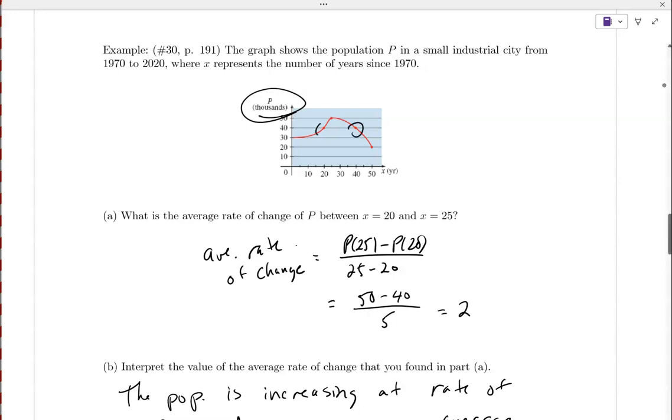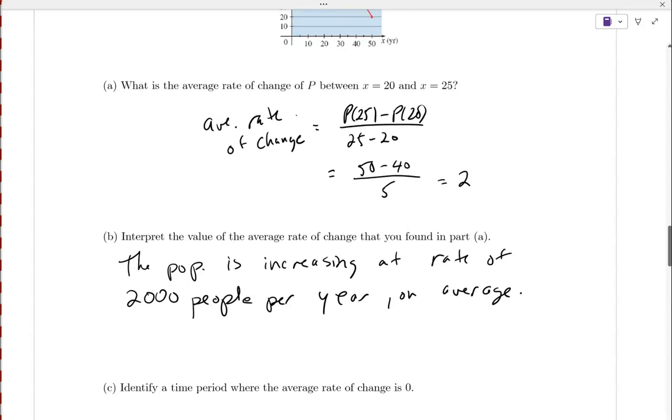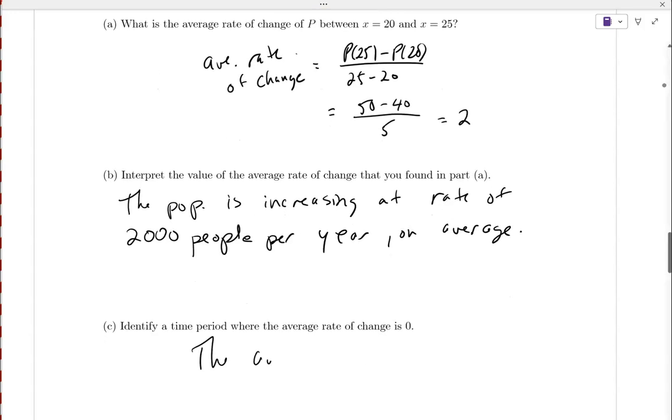It looks like here and here they're the same, right? So x equal to 20 would correspond to which year? 1990, and x equal to 40 would correspond to 2010. So the average rate of change is 0 from 1990 to 2010.